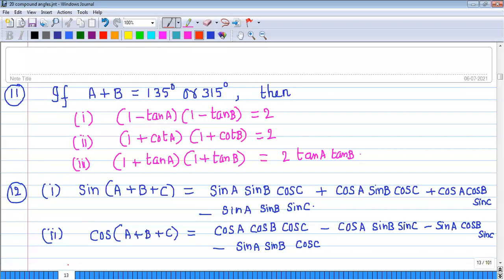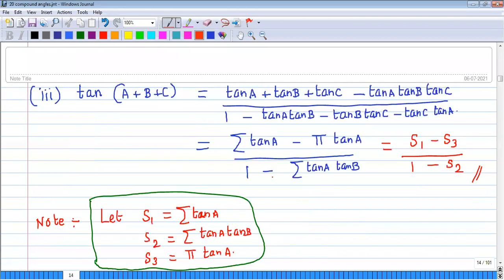So all of you just unmute yourself. If A plus B equals 135 degrees or 315 degrees, then (1 + tan A)(1 + tan B) equals 2. Sin of A plus B plus C equals sin A cos B cos C plus cos A sin B cos C plus cos A cos B sin C.